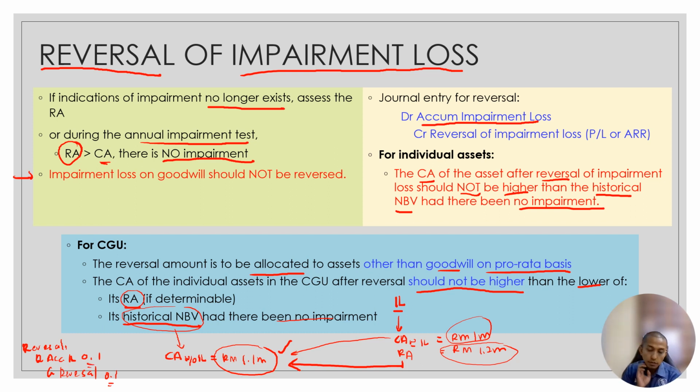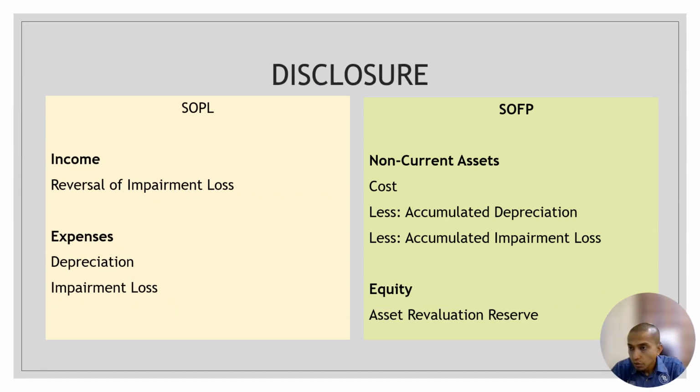Okay, understand this, right? We reverse only 0.1 million. This is the extra that we should do, and we are going to do this in the tutorial and the exercise also. So this is the disclosure. You see, income is a reversal. Reversal is part of income. Okay, this is the statement of financial position.